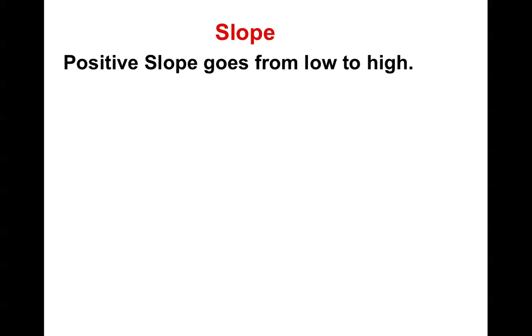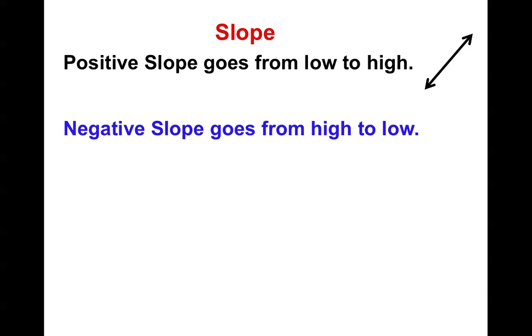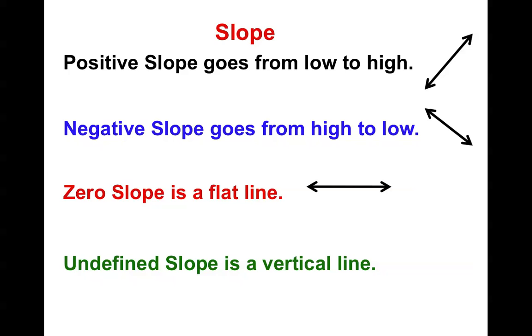One thing you may have noticed is that positive slope always goes from low to high. Negative slope goes from high to low. A 0 slope is a perfectly flat line, and an undefined slope, or no slope, is a perfectly vertical line.